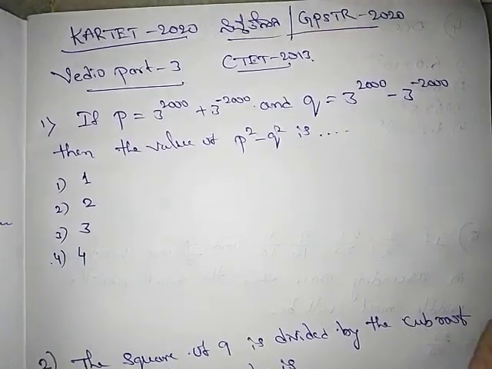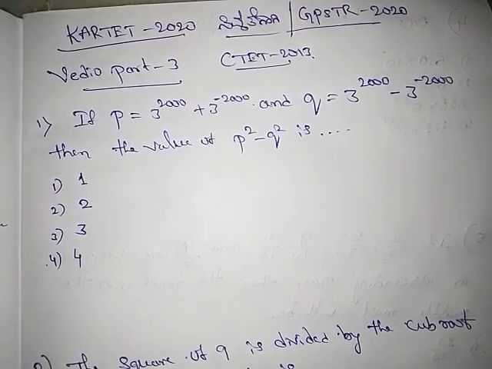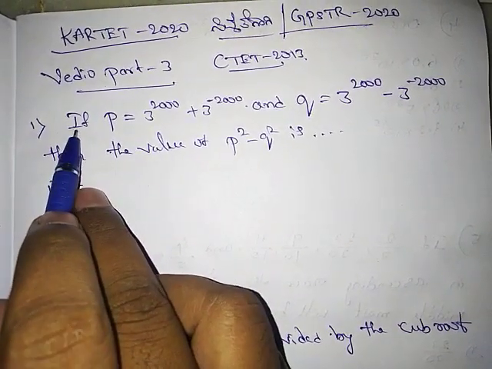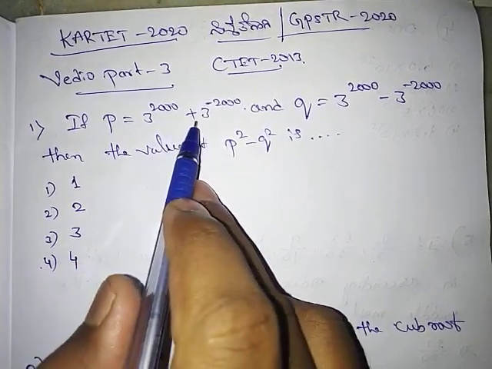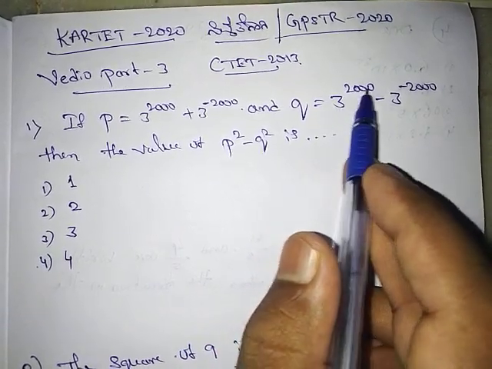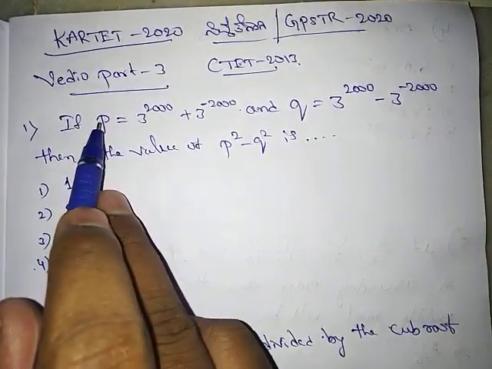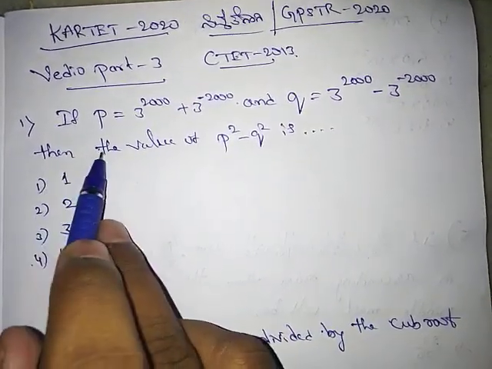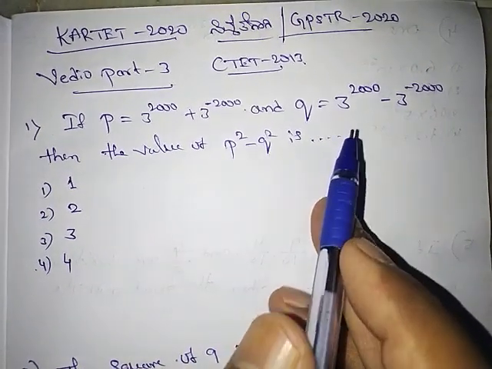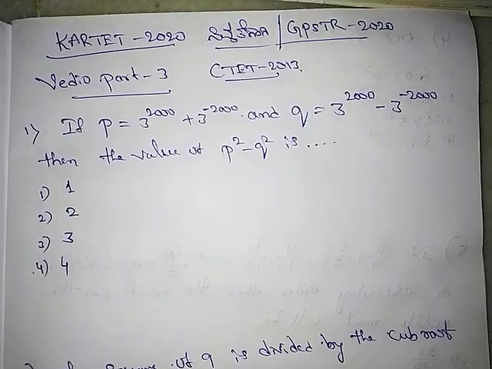Okay, so now I will continue this video by doing some of the most important problems I selected from the previous question papers. So here it is. The first question is, if p is equal to 3 to the power of 2000 plus 3 to the power of minus 2000, and q is equal to 3 to the power of 2000 minus 3 to the power of minus 2000, then the value of p square minus q square is, they are asking. Remember, this is paper 2 and it may be helpful for paper 1 also, so don't get confused.